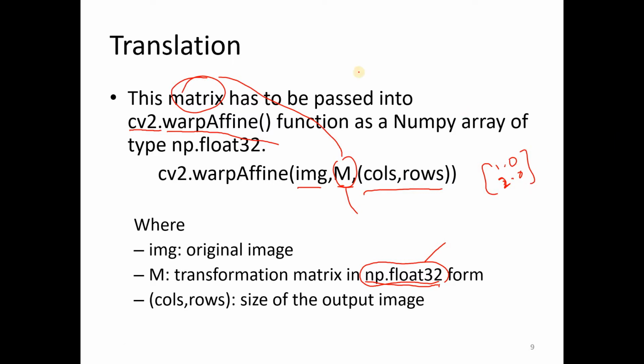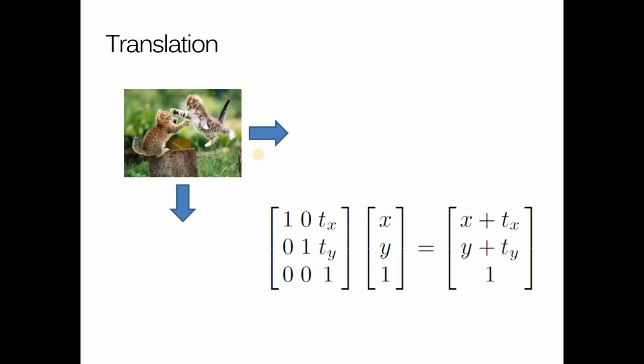So for the warpAffine function, you will pass the matrix as a numpy array of type np.float32. So we will be using numpy here, and we will provide the matrix as float32. Float32 means it's a 32-bit float number. All of you know what 32-bit or 64-bit numbers are that we define in programming languages.